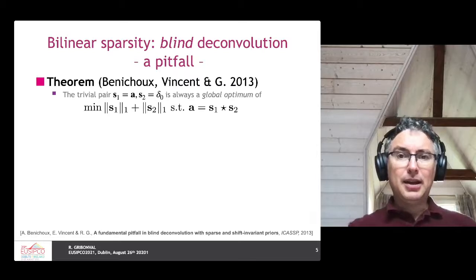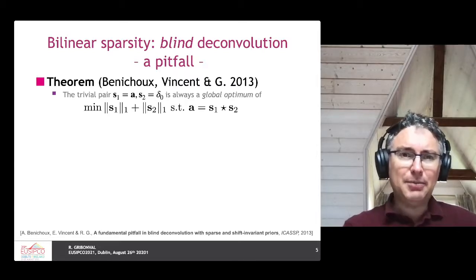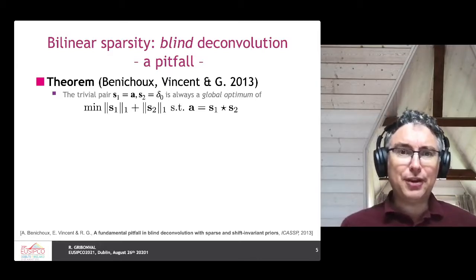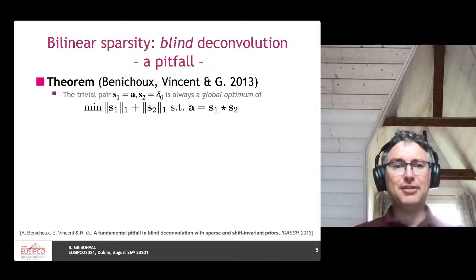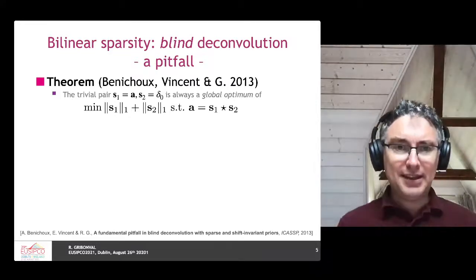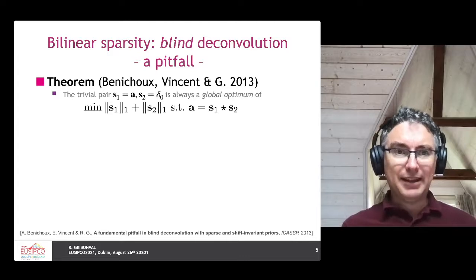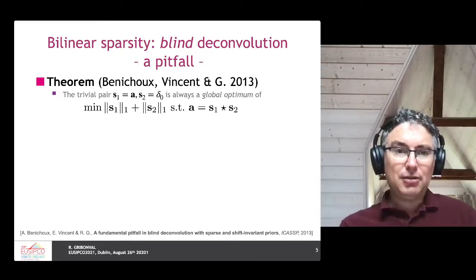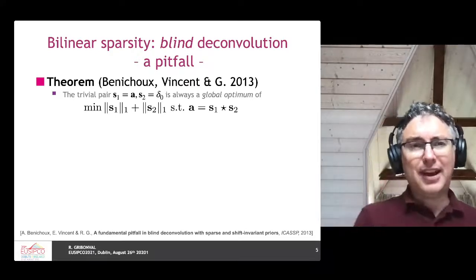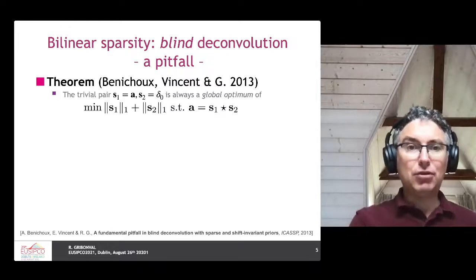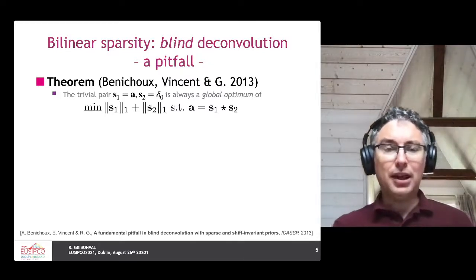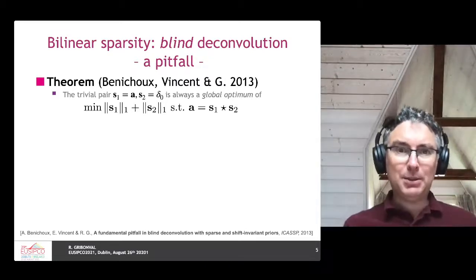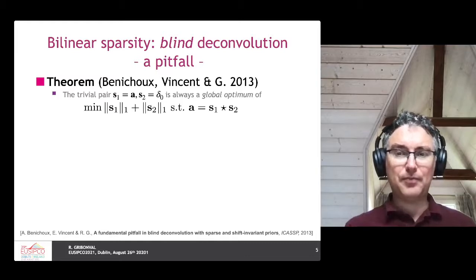Well, a couple of years ago, together with Alexis Benichou and Emmanuel Vincent, we came up with a result that shows a fundamental pitfall in using L1 minimization in such a setting. The fact is that if you look at this optimization problem, then it always admits a trivial solution, which is really not the one you want. This solution is simply that you either take the filter to be your observed convolution A and the source to be a Dirac, or the opposite. This is always the global minimum of this minimization problem.